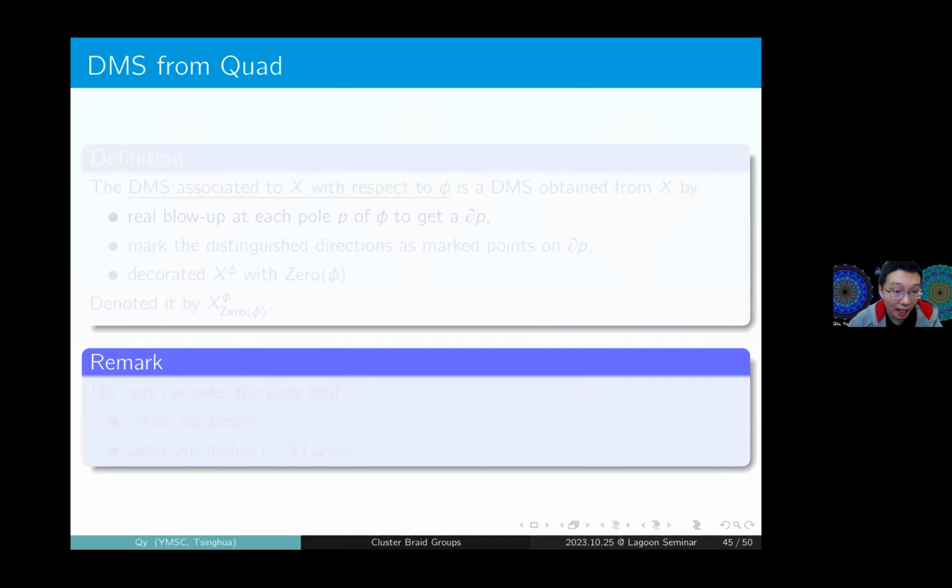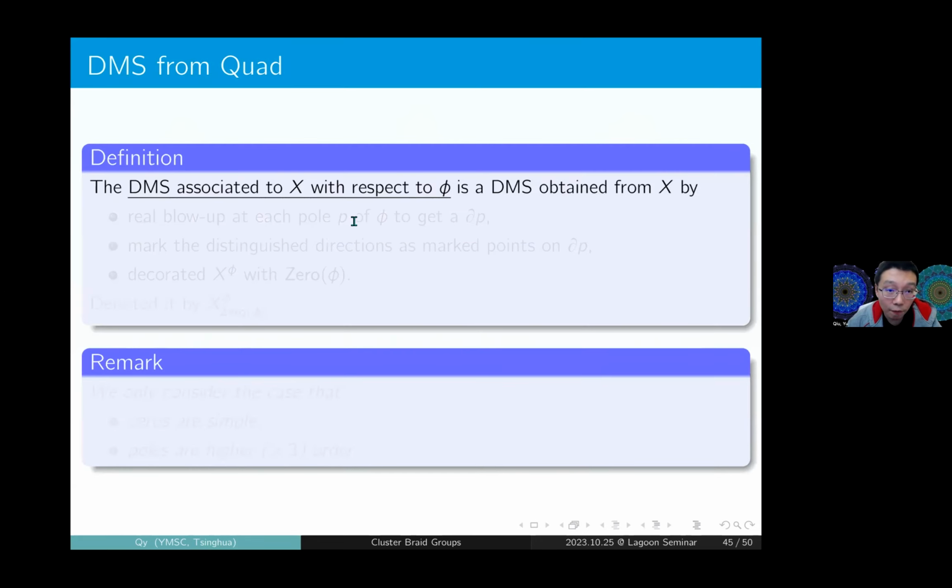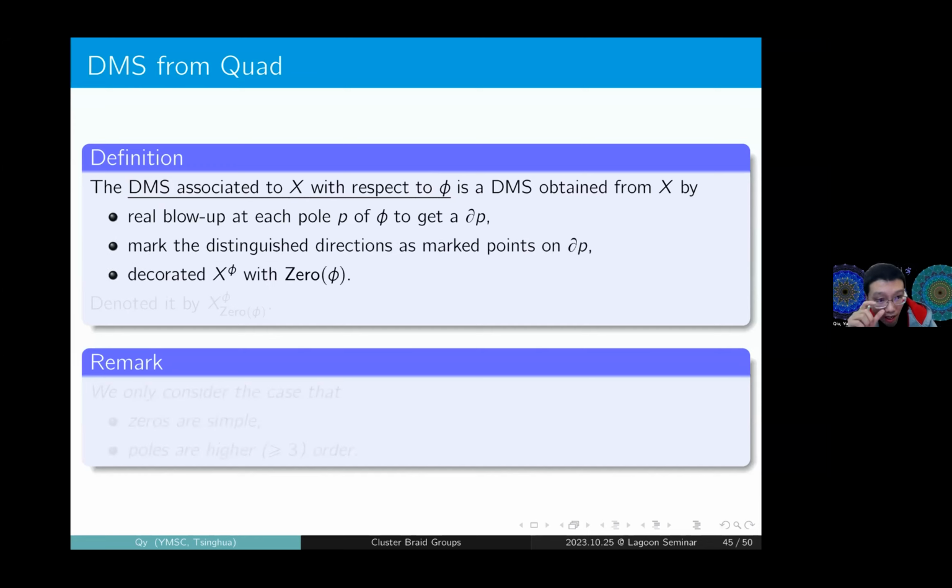Anyway, so then for a Riemann surface with a quadratic differential, we can define the decorated marked surface. So how do we do that? At each pole, we do a real blow up. So basically we replace the pole and its neighborhood by a disk. And on this disk, we will have some marked points, which correspond to the distinguished directions of the pole. So if the pole has order m plus 2, then you will have m distinguished directions, and you will have m marked points.